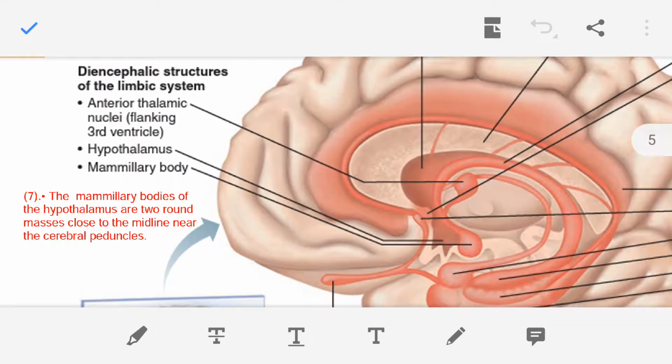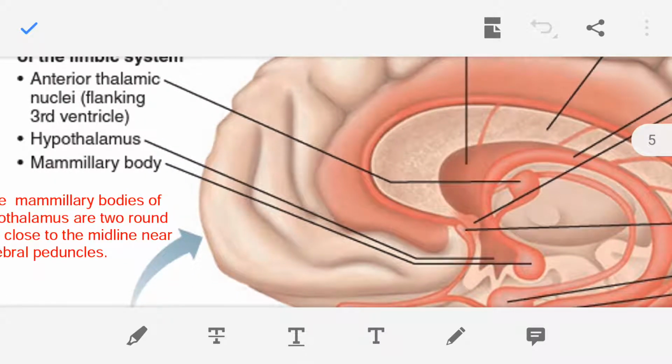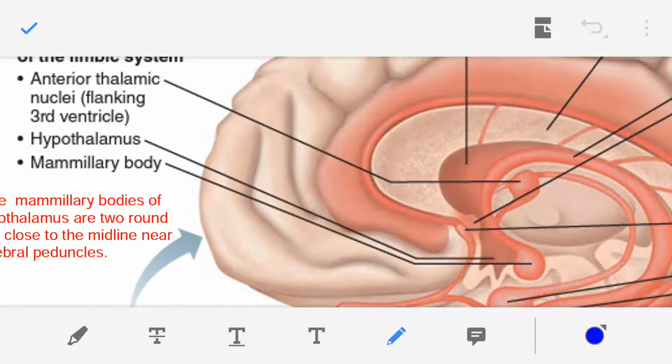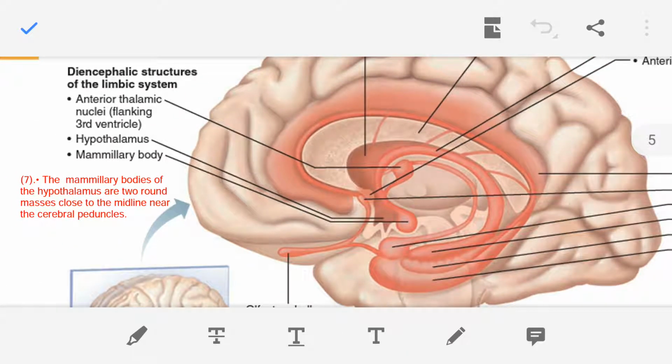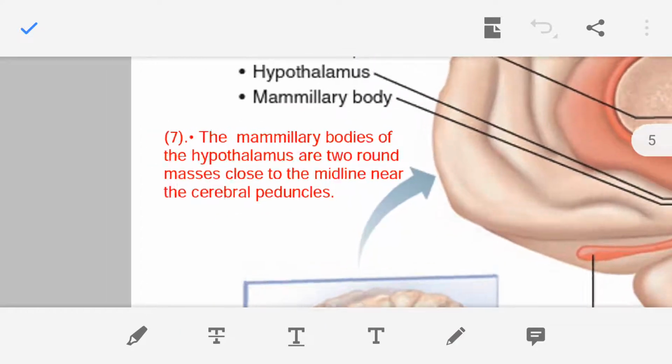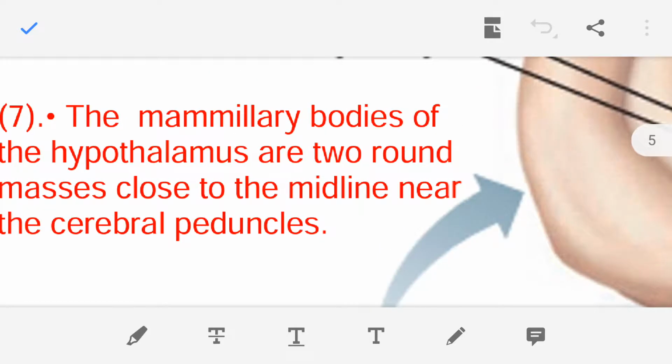So in the figure you observe all these three. Here this one is the hypothalamus, here they are showing the mammillary body, and this one is the anterior thalamic nuclei. Now the mammillary body.